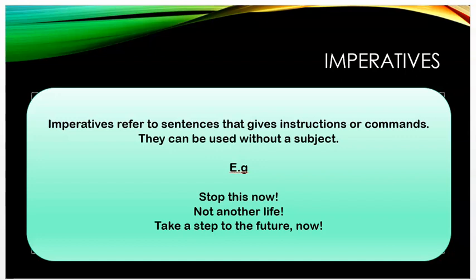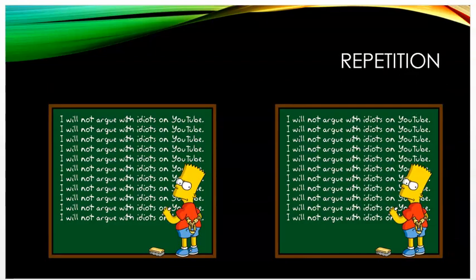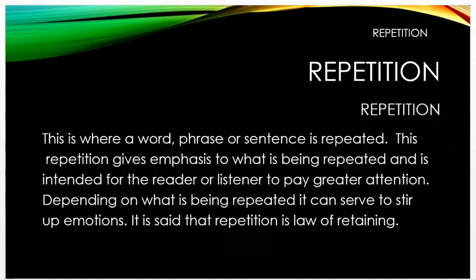Other devices that we can use to persuade. Repetition. "I will not argue with idiots on YouTube. I will not argue with idiots on YouTube" over and over again. Now, repetition is where a word, a phrase, or a sentence is repeated. This repetition gives emphasis to what is being repeated and is intended for the reader or listener to pay greater attention. Depending on what is being repeated, it can serve to stir up emotions. It is said that repetition is the law of retention.